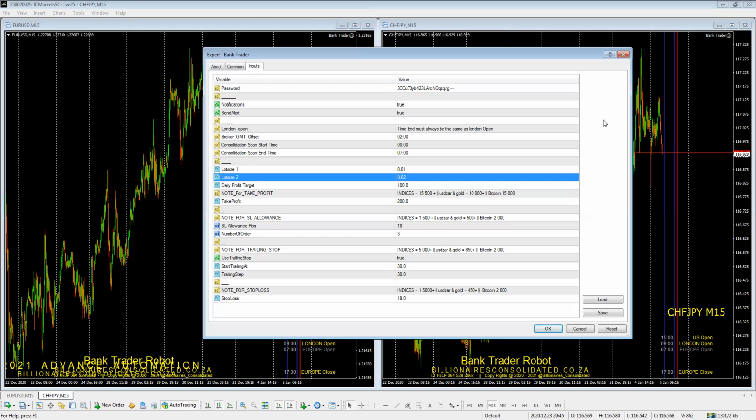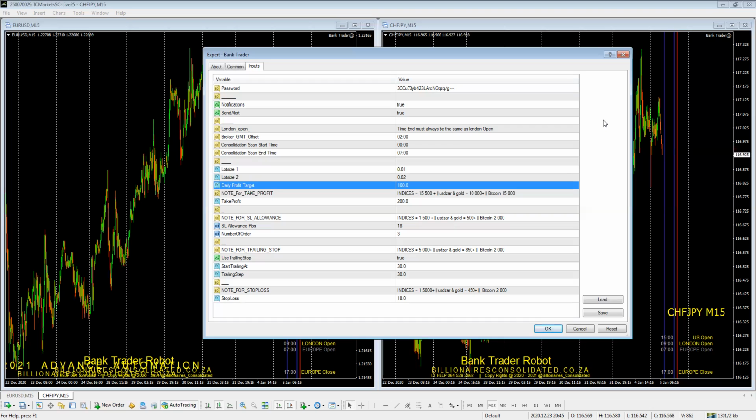It trails the stop until the trailing stop is hit, which means if the trade is moving in your favor or the trend is strong in your favor, the robot will just keep following the trend with the trailing stop until the trailing stop is hit. So there's no take profit for the second trade or the second pending order.